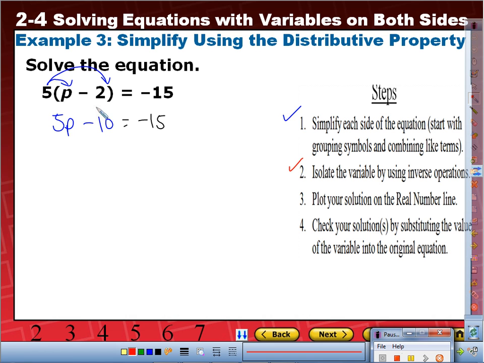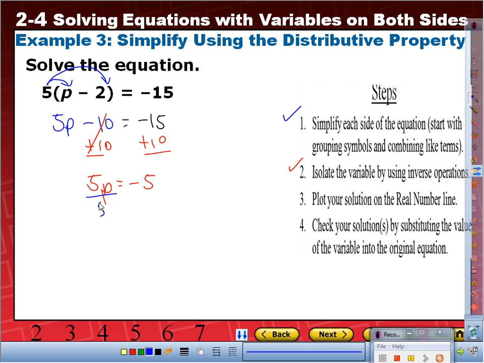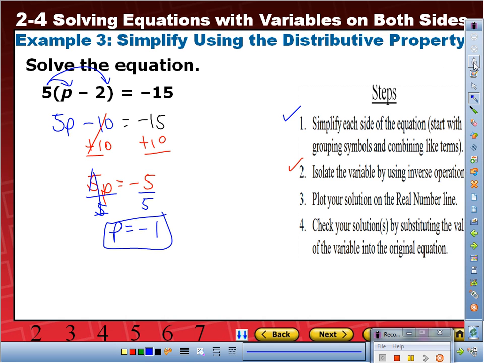So we start where there's addition or subtraction right here. So we add 10 to each side. We're left with 5p equals negative 5. Is that correct? Yes. The 5 is multiplying, so the inverse is to divide by 5 both sides. 5 divided by 5 is 1. This is p. What is negative 5 divided by 5? That's negative 1. Okay? All right. On the right-hand side, copy this next one.